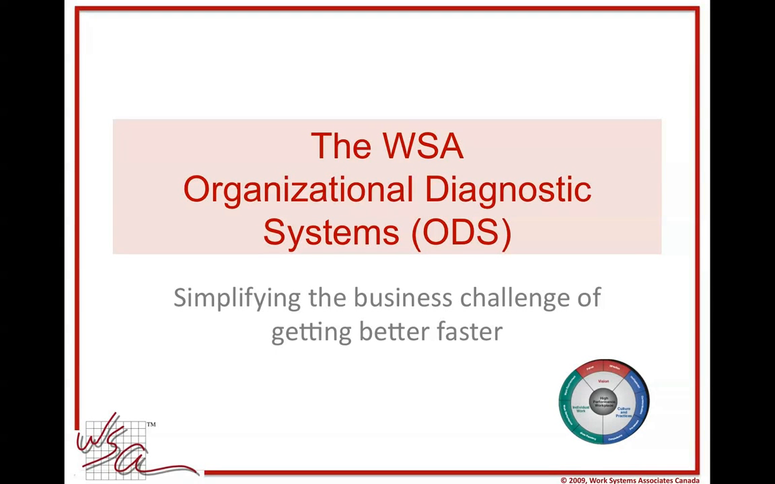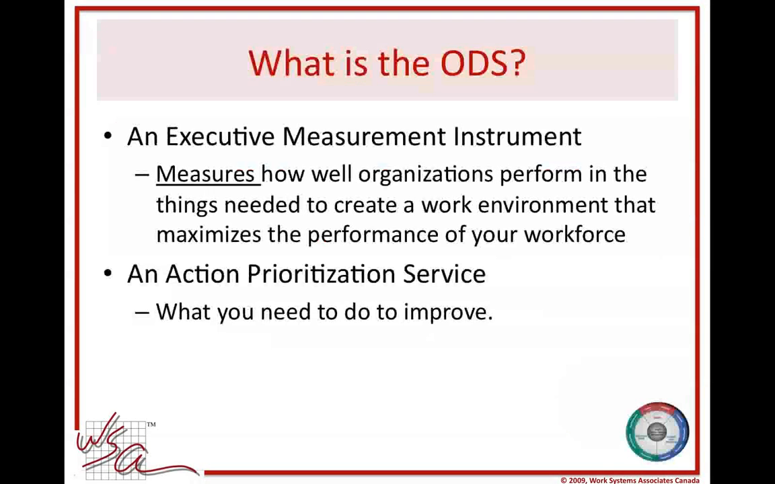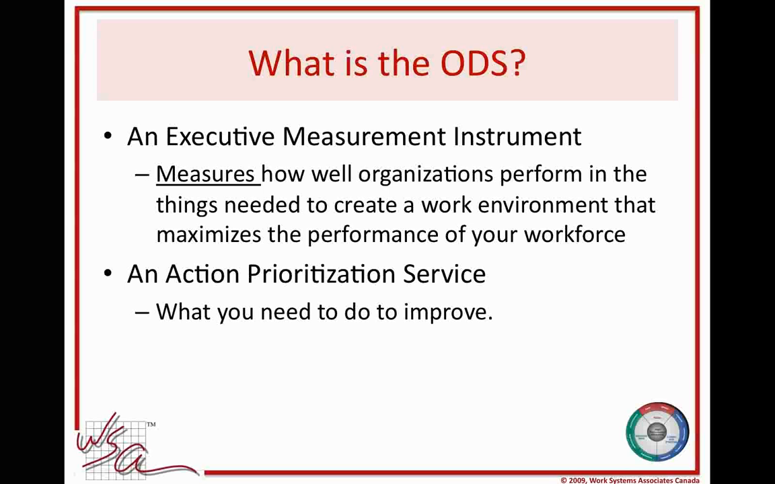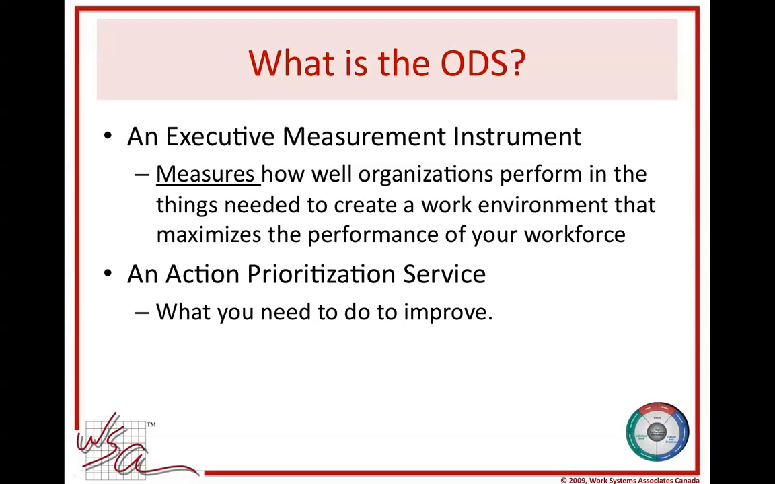We're about to show you the Work Systems Organizational Diagnostic System, and as we go through this presentation, I believe you will find it to be a system that very significantly simplifies the business challenge of getting better faster. When you look at the ODS, really it is an executive measurement instrument that allows you to see how well your organization is performing, but what also is important is it helps you prioritize the actions that you need to take in order to get better performance of the organization.